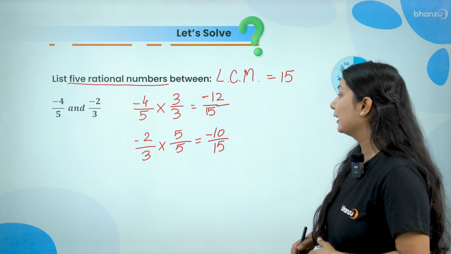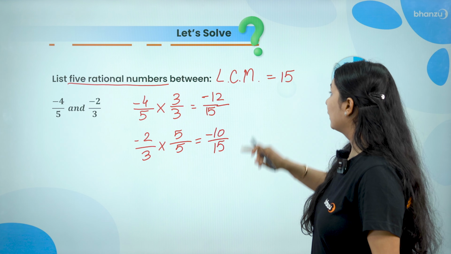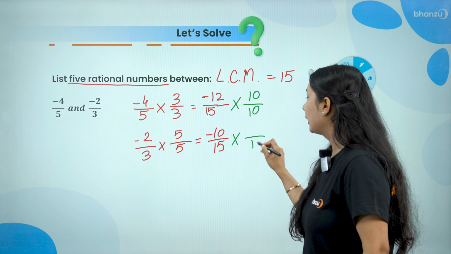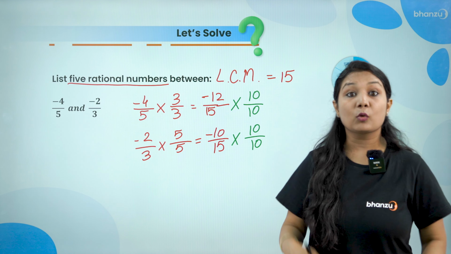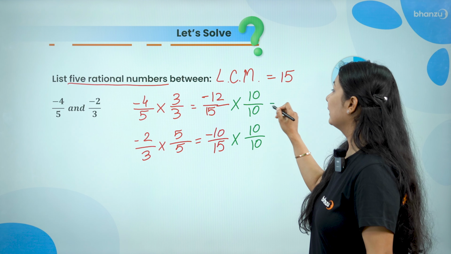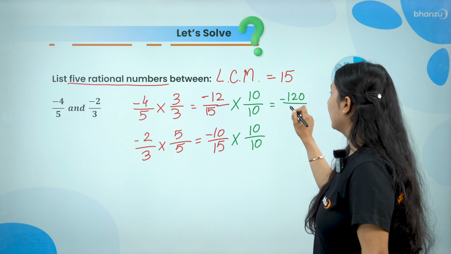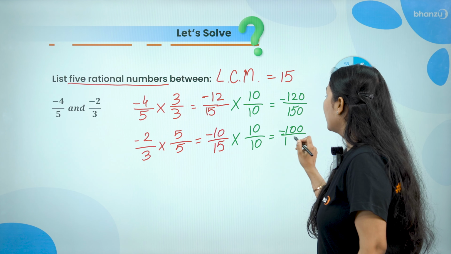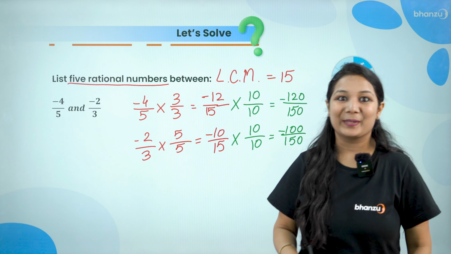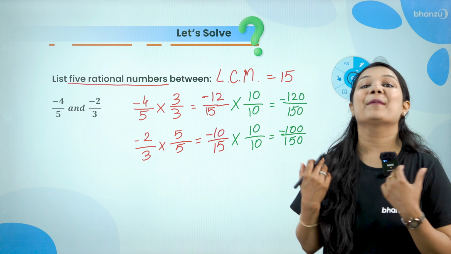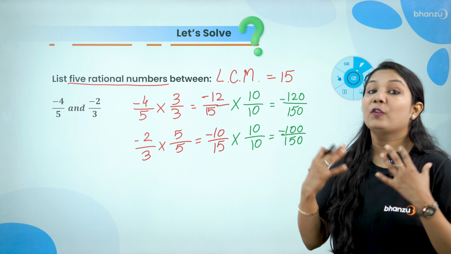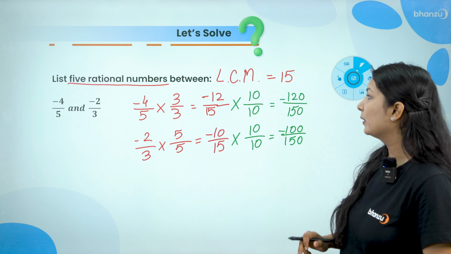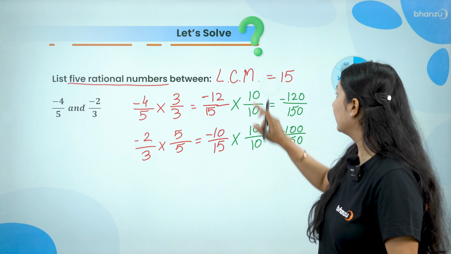We can multiply it by another number to increase the value of the denominator so that we'll have more rational numbers. So what did we get now? If I multiply it by minus 10 by 10, I'll get minus 120 by 150 and minus 100 by 150. So now we have so many rational numbers between minus 120 by 150 and minus 100 by 150, right? So what should we do? We should write the rational numbers between them. How many? They are asking us for 5 rational numbers.